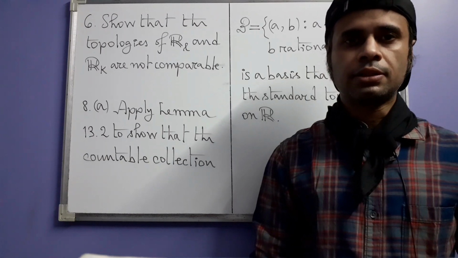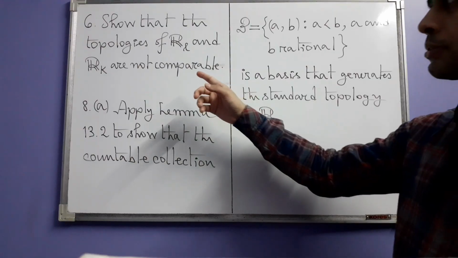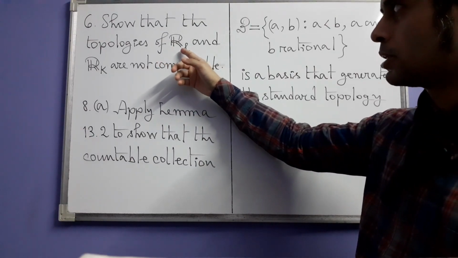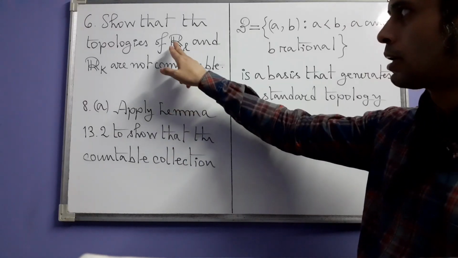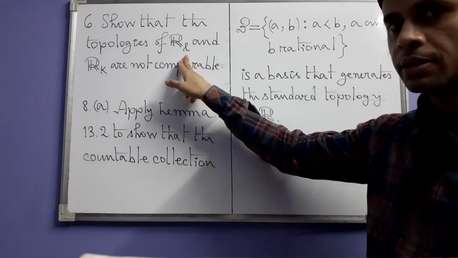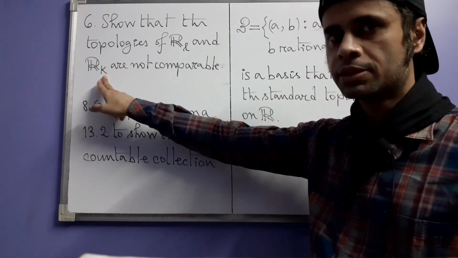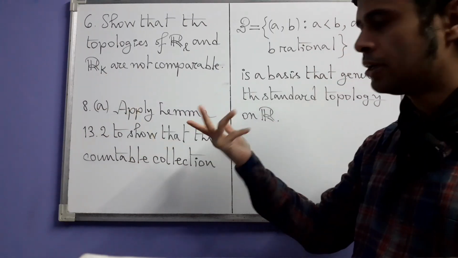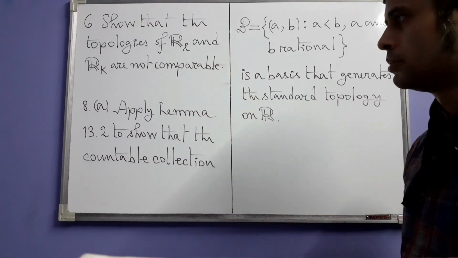The next one, number 6, has actually already been solved. It asks us to show that the two topologies on the spaces RL and RK are not comparable. RL is the set of all real numbers with the lower limit topology, and RK is the set of all real numbers with the K topology. We have already shown that they are not comparable, so that means there is no need to solve this.